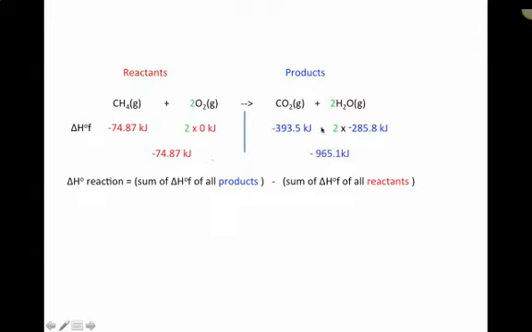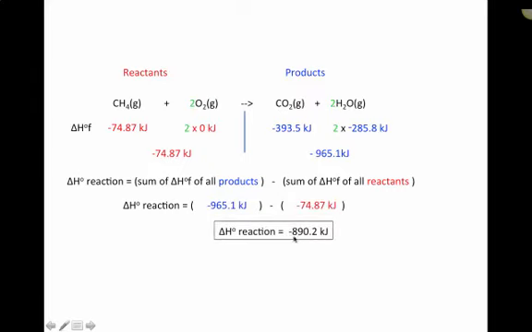And then if we do the math on the right hand side, we got the sum of the products being negative 965.1 kilojoules. And so now we can put it into the equation. The products minus the reactants, so the sum of the products minus the sum of reactants, and you would get the heat of reaction as negative 890.2 kilojoules.